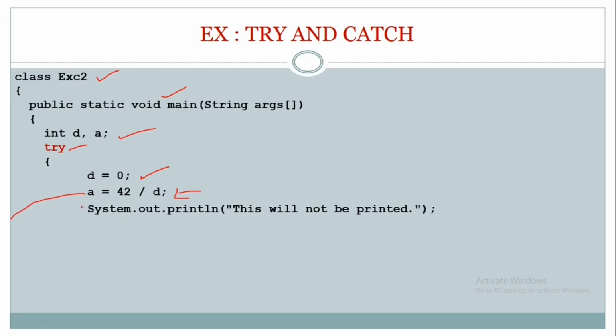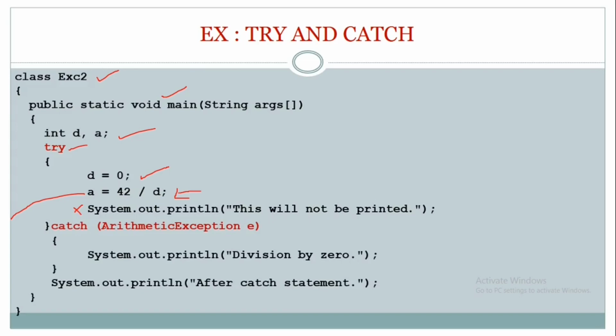The remaining statement in the try block will not be executed, as the exception occurred here. The arithmetic exception thrown in the try block is caught in the catch statement, where I can handle it. We match the arithmetic exception here, and it prints division by 0.